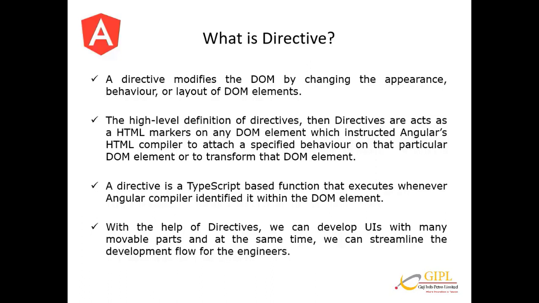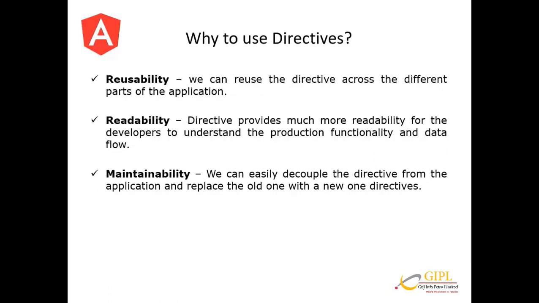With the help of directives, we can develop UIs with many movable parts, and at the same time, we can streamline the development flow for the engineers. The main reasons for using directives in any Angular application are reusability. We can reuse a directive across the different parts of the application. Readability. Directives provide much more readability for the developers to understand the production functionality and data flow. Maintainability. We can easily decouple a directive from the application and replace the old one with a new directive.